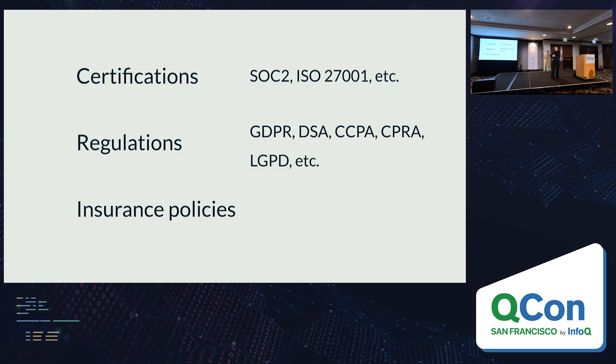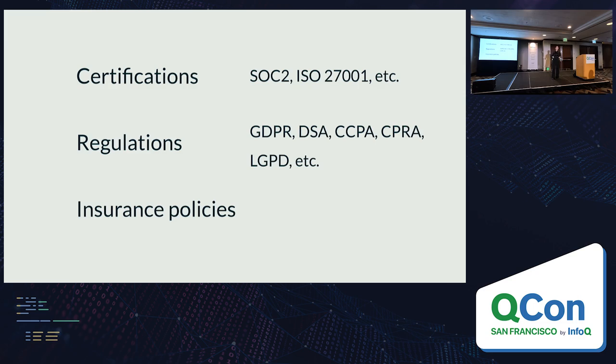Stakeholders representing these, so auditors, government officials, insurance salespeople, they have no idea about your business. They don't know how software is made. They may not even have any technical knowledge. And your CISO needs to convince them that you're secure. That's a really tough job.